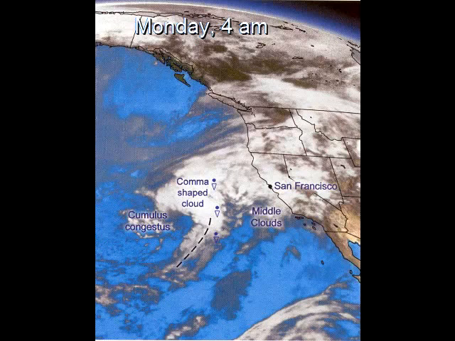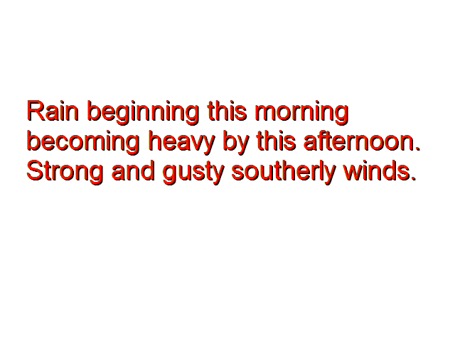Consecutive satellite images provide information when the clouds will reach California. The leading edge of the comma cloud is just offshore on Monday afternoon. We will expect increasing rainfall. His amended forecast reads, rain beginning this morning, becoming heavy by this afternoon, strong and gusty southerly winds.